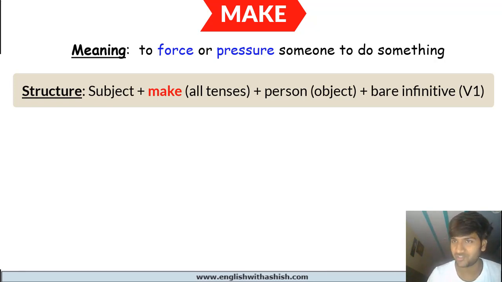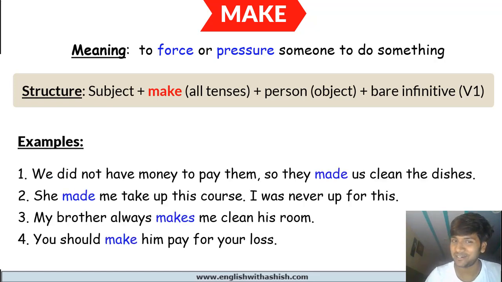All right, look at the structure. A causative verb has the following structure. First comes the subject, second the verb, the causative verb, and it can come in all the tense forms. All right, followed by the person that performs the action, followed by a bare infinitive, a verb in the base form. Let's look at some examples and understand it.